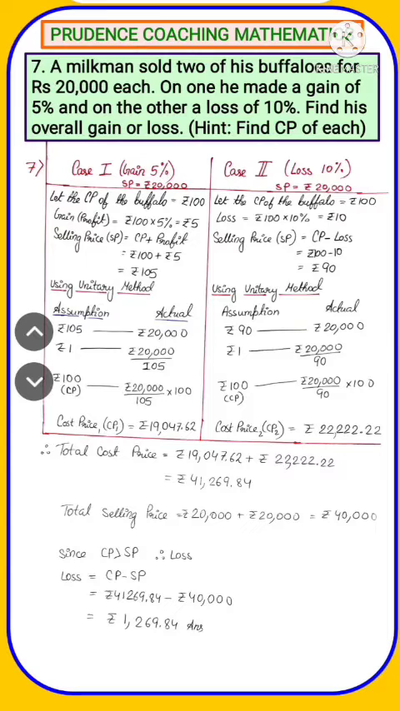Now we need to calculate the loss. Loss equals CP minus SP. Here CP is this one and SP is this one. So we have found out the difference, and here our answer is rupees 1,269.84 paise, which is the amount of loss.